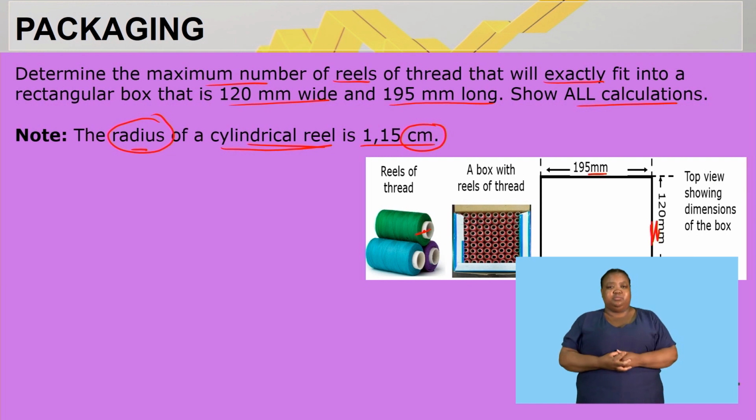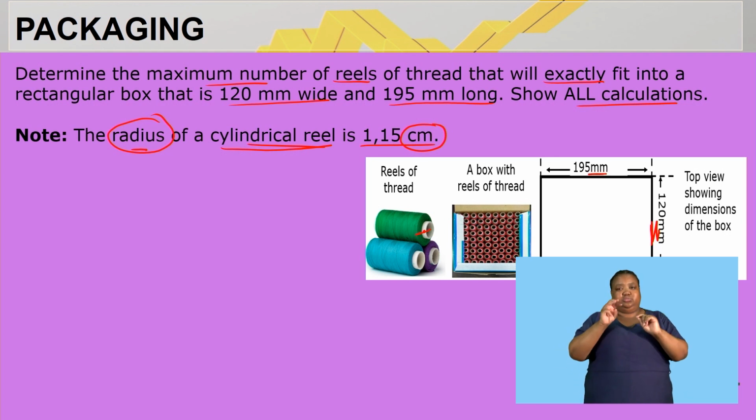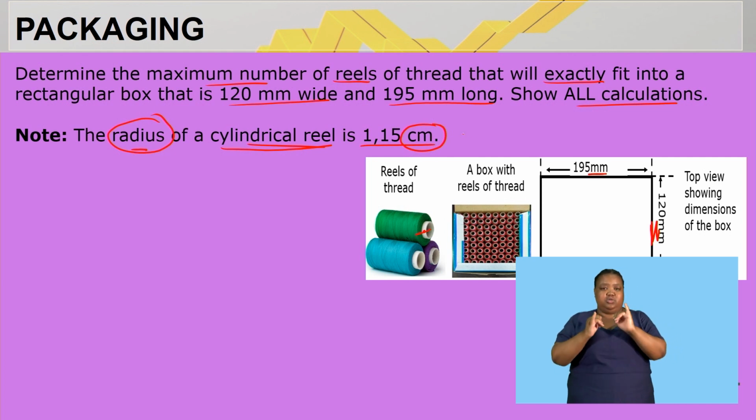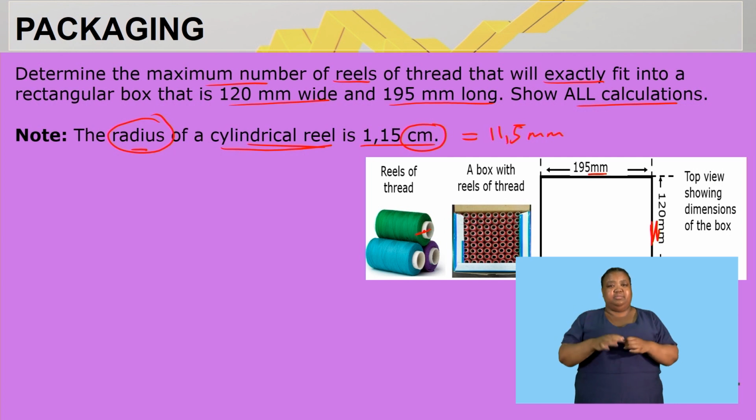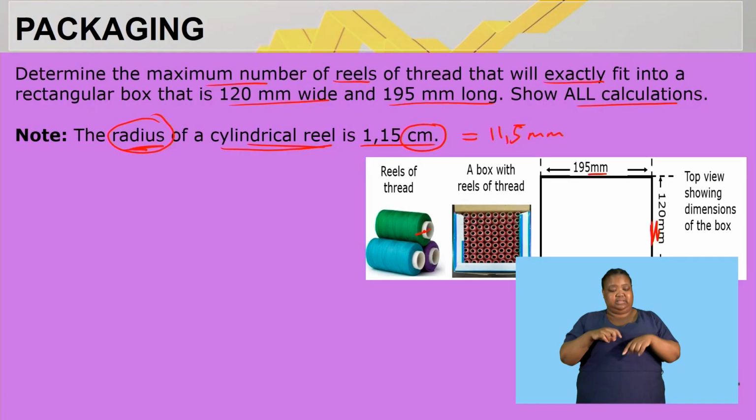So what will I first do? I'll convert this to millimeters as well. We know that there's 10 millimeters in a centimeter, so I will say 1,15 multiplied by 10. Okay, so this will then be equals to 11,5, okay? And this will also give us millimeters. But I want you to understand that, remember, we are not going to work with the radius. We need the diameter. What we are saying is, here is our box, so we would like to know how many of these cylindrical reels will fit in here. Can we see? So we need what then?